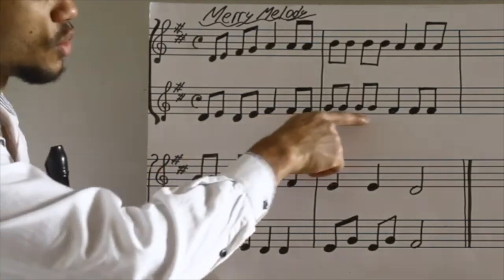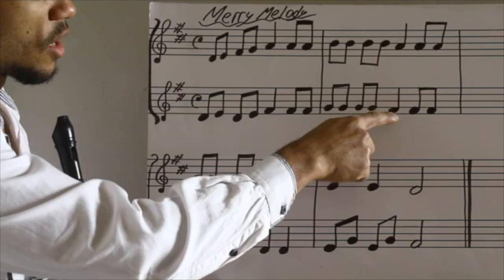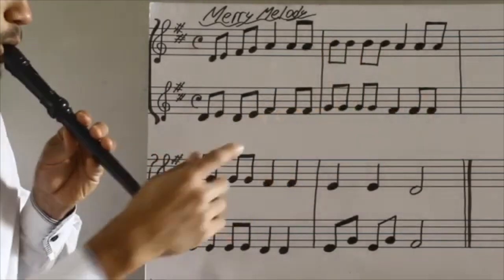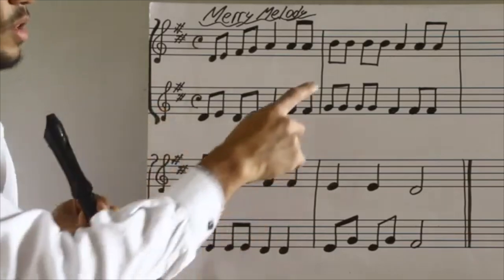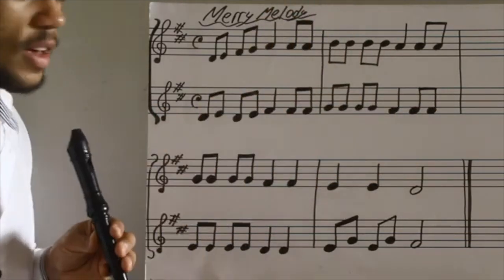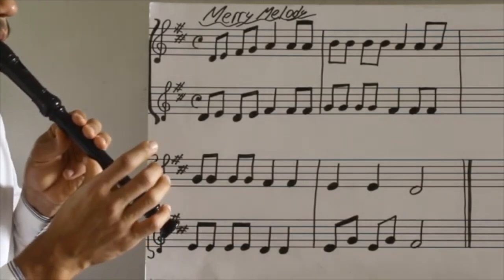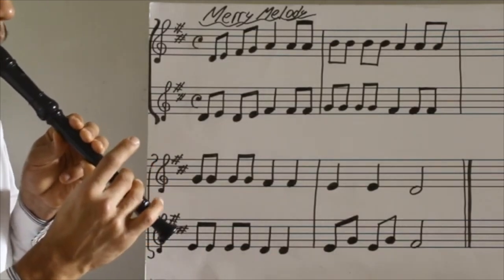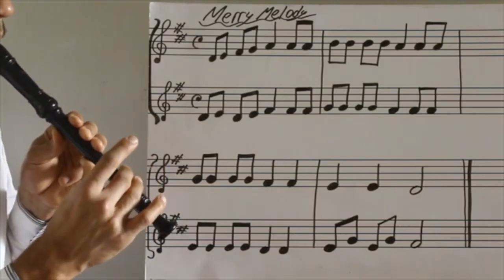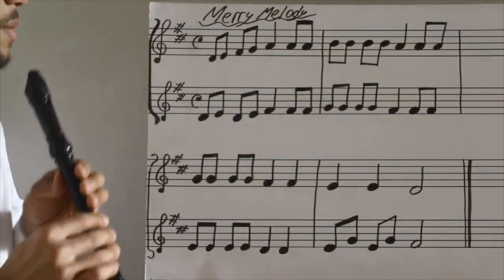Now let's go bar number 2, easy stuff. We have G, G, G, G, F sharp, F sharp, F sharp. So G, G, G, G, F sharp, F sharp, F sharp. Okay, let's go for it. 3, go. Again. Let's put bar number 1, bar number 2 together for that harmony. 3, go.